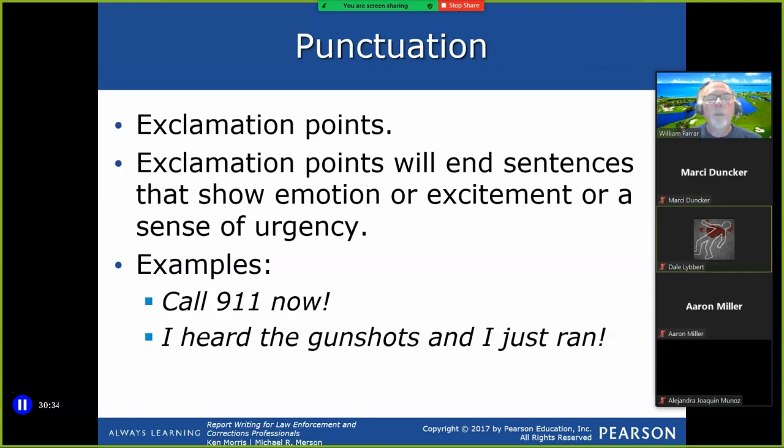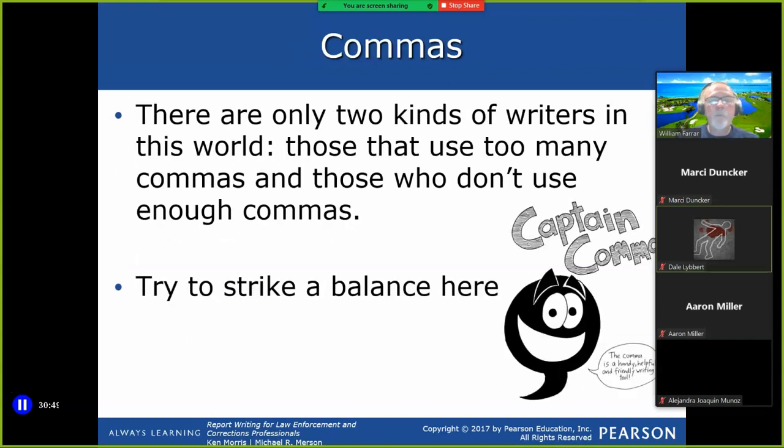Exclamation points. These will end sentences that show emotion, excitement, or a sense of urgency. Okay. So, call 911 now. I heard gunshots and then I just ran. These are just a couple of examples. But so hopefully this makes sense.